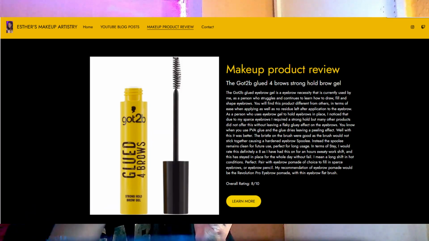So for people, it's like, how do I draw something onto my face, or how do I fill in or shape a thing on my face? I said this in my blog when I was reviewing the Got to Be Glue eyebrow glue, and I said some people are trying to find products that are really good for beginners with their eyebrows. Because when I first started doing eyebrows, I suffered with doing eyebrows. I was so humiliated. I found it embarrassing because I didn't know how to do eyebrows.